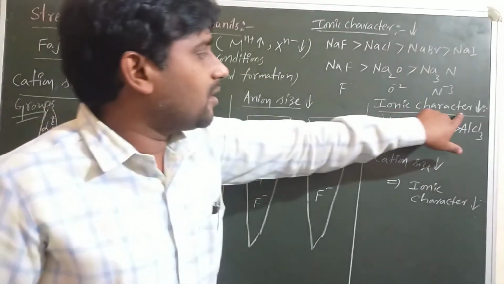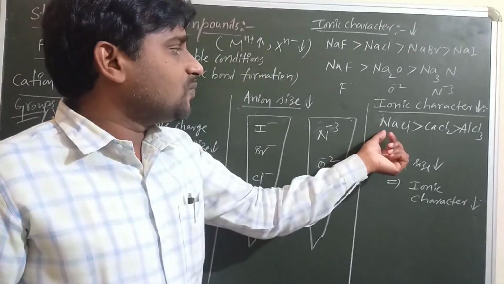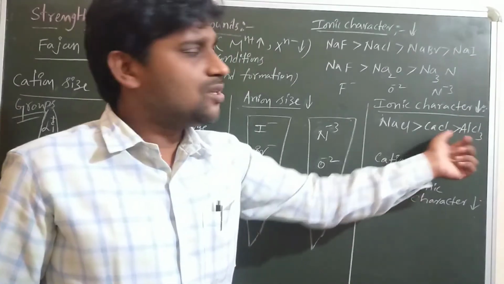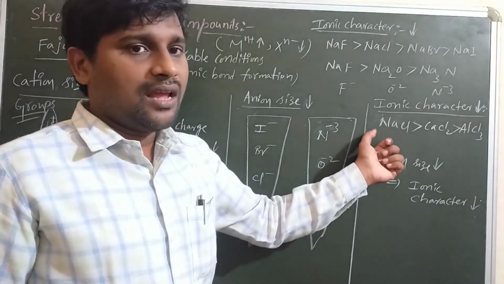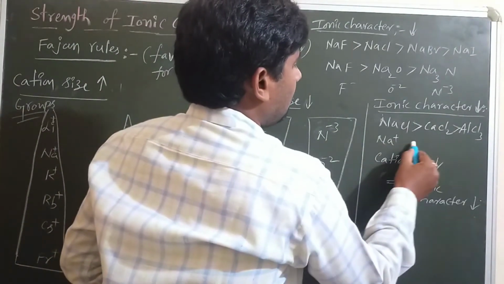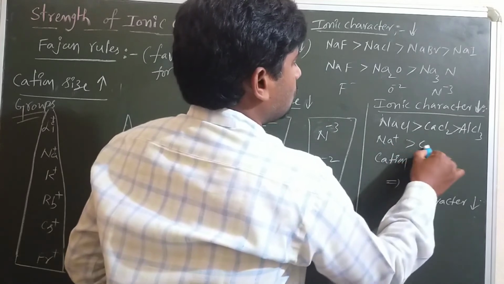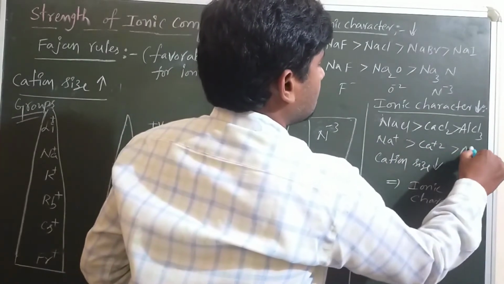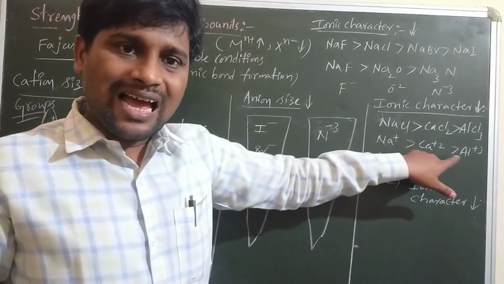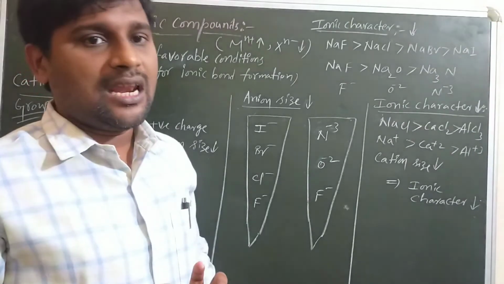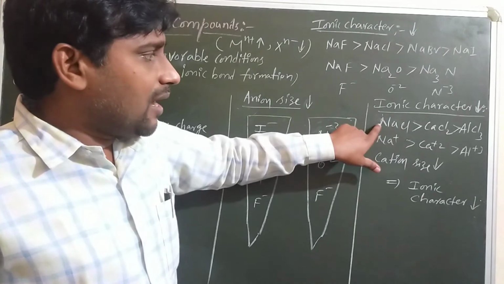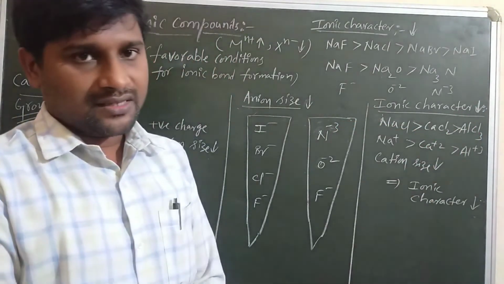Next, the ionic character decreases for these compounds. Now here the anions are the same in these three compounds, but the cation is different: here Na+, here Ca2+, here Al3+. Here the size of the cation decreases, so it is unfavorable for ionic bond formation. So the ionic character gradually decreases from NaCl to AlCl3.